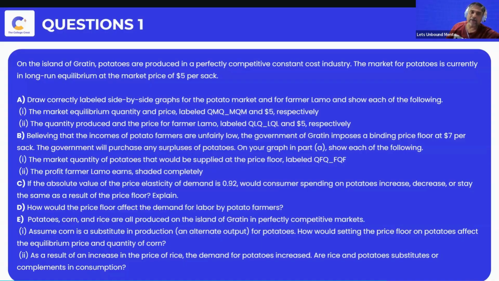D part, it says how would the price floor affect the demand for labor? So the effect of the floor is the basic concept that they are asking. So obviously you have to state that demand for labor will increase or the demand curve will shift towards the right.